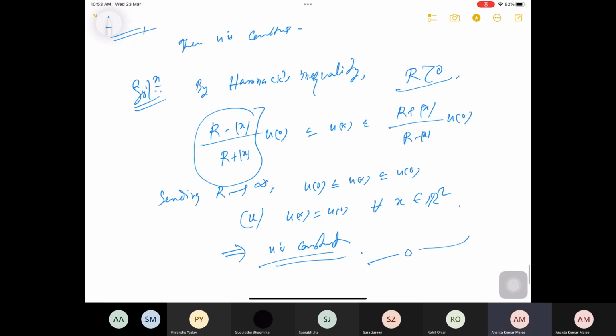Okay, so I stop now. So what it says is that if you have a non-negative harmonic function on R², then it is constant. It is constant by using Harnack's inequality.